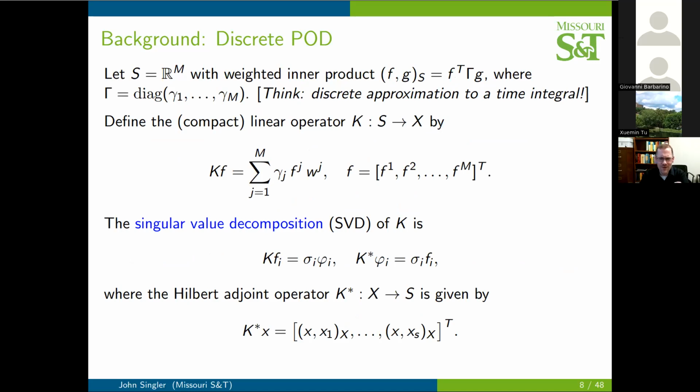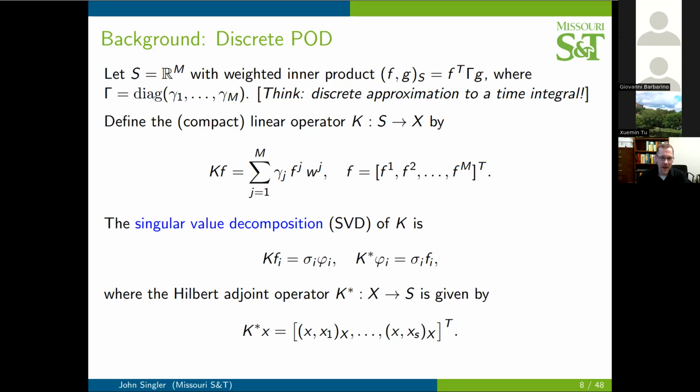So in order to look at this, if you remember, we have M of these snapshots, and we'll take R^M, but we'll put a weight on the inner product. The normal inner product is just the dot product between two vectors, but I'll put a diagonal matrix gamma in between with those weights. Again, we want to think of this as a discrete approximation to a time integral. Talk more about that later.